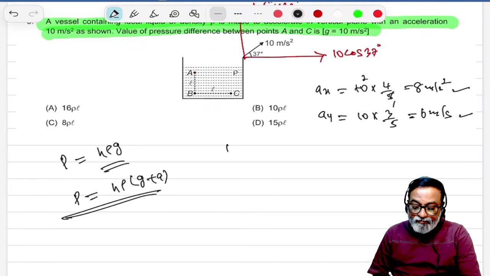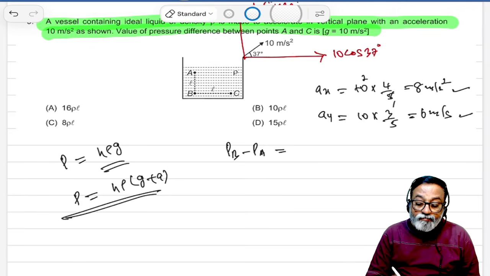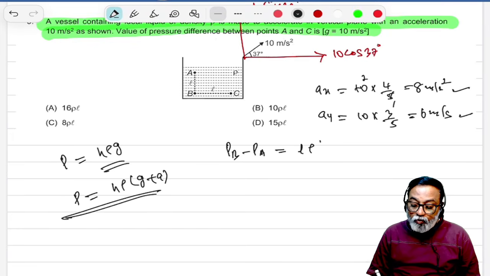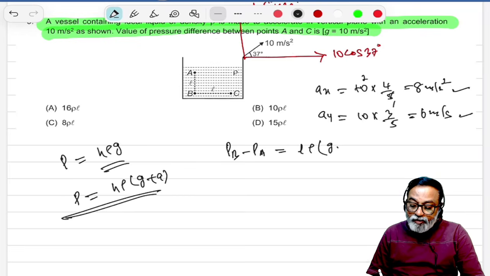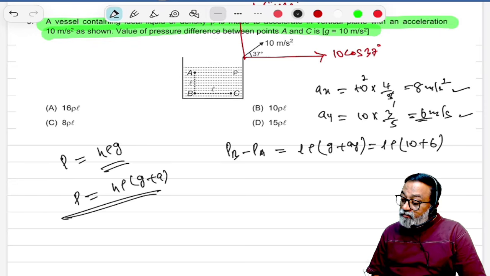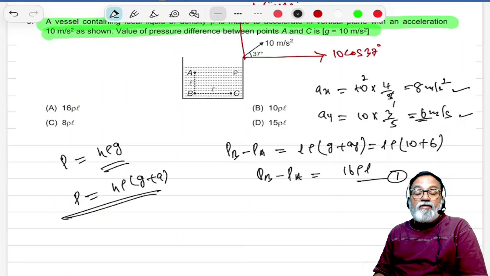Therefore, the pressure difference PB minus PA is equal to h into rho into, here h is given as L. So h is L into rho. But here the effective acceleration is g plus vertical acceleration, g plus ay. This becomes L into rho into g, which is 10, plus vertical acceleration 6. Therefore, PB minus PA is equal to 16 rho L. This is equation number 1.